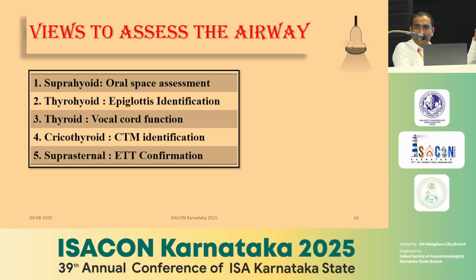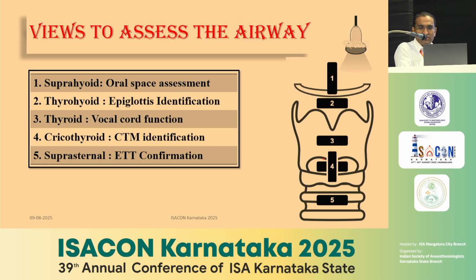These are certain areas that are a must whenever you are doing ultrasound of the trachea or the airway. One is the suprahyoid, then thyroid, cricothyroid, and suprasternal. If you are able to see and scan these five areas, most of the time, 99% of the airway ultrasound is done.